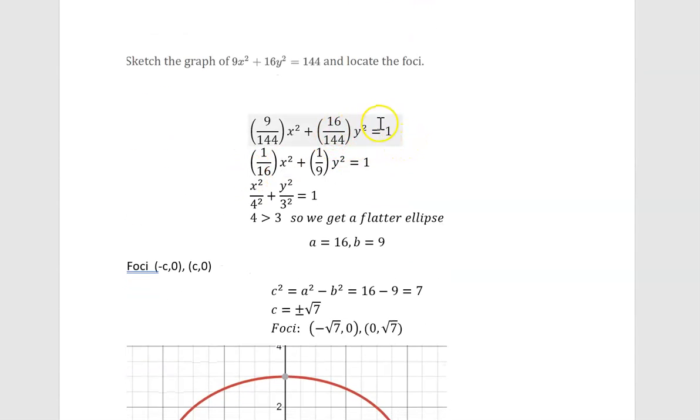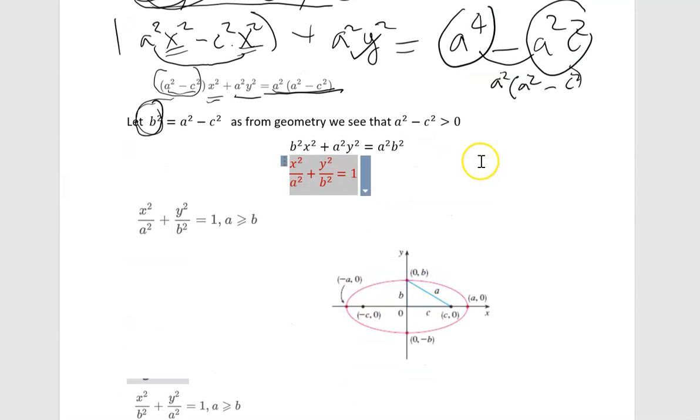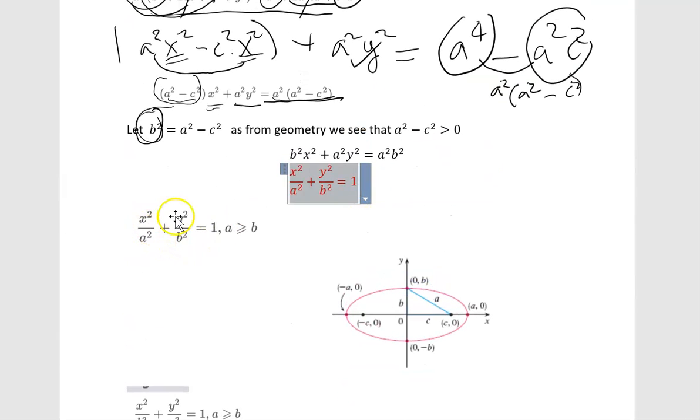So when we divide by 144, you get 9 over 144 x squared plus 16 over 144 y squared equals 1. Now 9 times 16 is 144, so we have 1 over 16 x squared, plus 16 times 9 is 144, so we have 1 over 9 y squared, equals 1. So now if you write it nicely as squares, you get x squared over 4 squared plus y squared over 3 squared equals 1. So it is in the form x squared over something squared plus y squared over another thing squared is equal to 1.